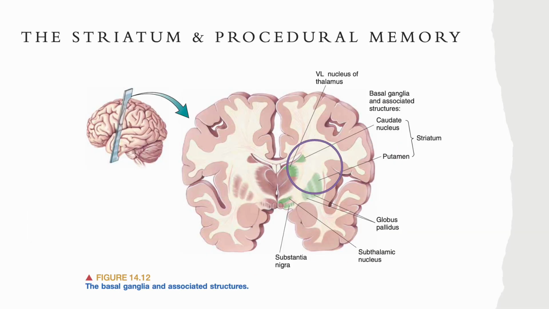The striatum plays an important role in procedural memories, as I mentioned before, like driving or biking. The striatum, if you remember, is made up of both the caudate nucleus and the putamen, which make up the basal ganglia along with the substantia nigra. Remember, there are dopaminergic neurons that live within these key areas of the basal ganglia, and thus dopamine plays an important role in the formation of procedural memories.